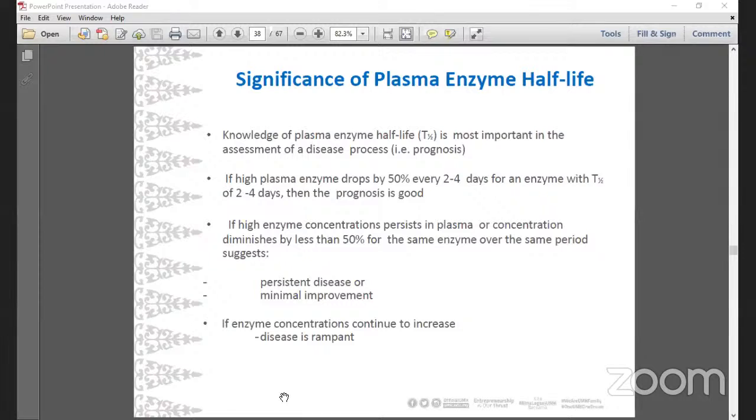But if the high enzyme concentration persists in plasma, or the concentration diminishes by less than 50%, we can say that the animal is suffering from persistent disease or minimal improvement. And the last one, if the enzyme concentration continues to increase, it indicates the disease is rampant, the disease is uncontrollable. So it's very important for us veterinarians and veterinary students to understand the concept of the half-life of the enzyme. So next.